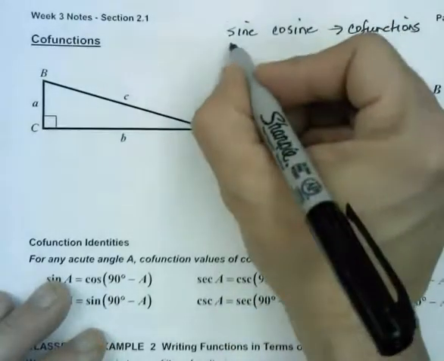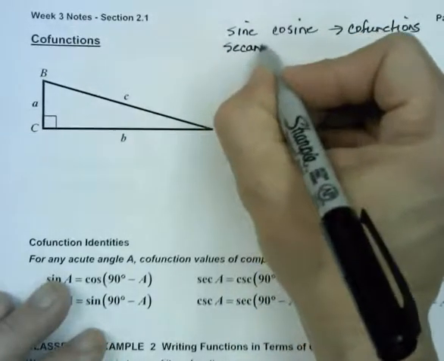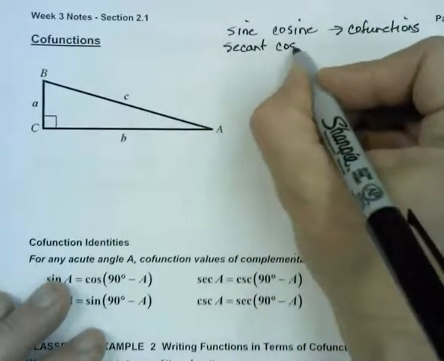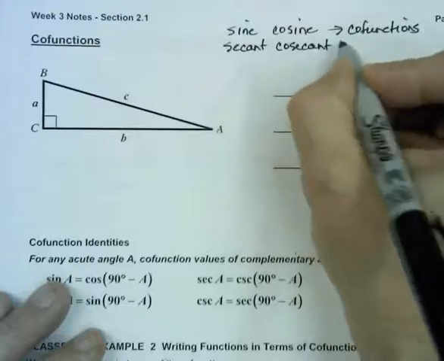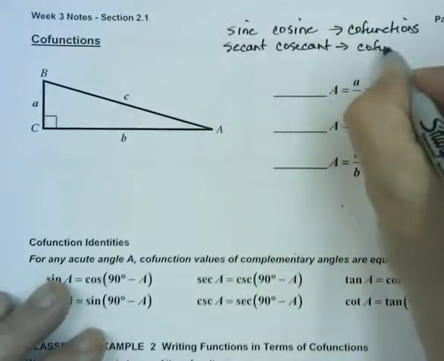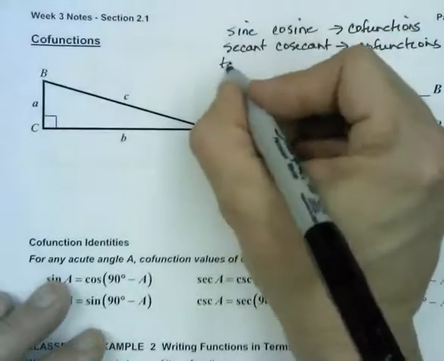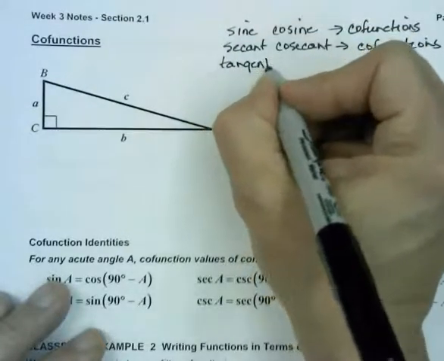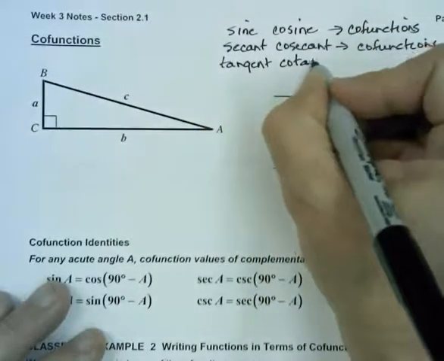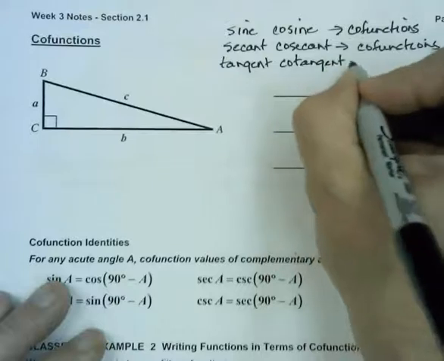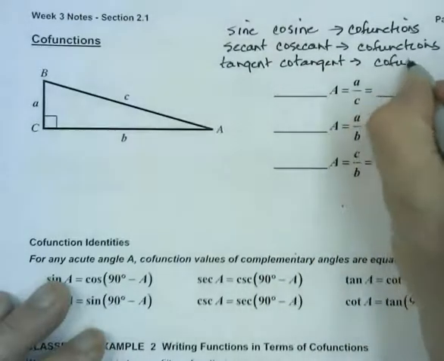The same way with secant and cosecant. So these two are cofunctions. And we have the same thing with tangent and cotangent. So these two are cofunctions.